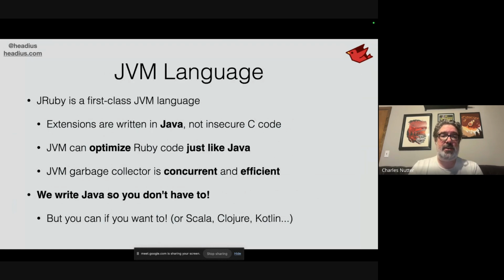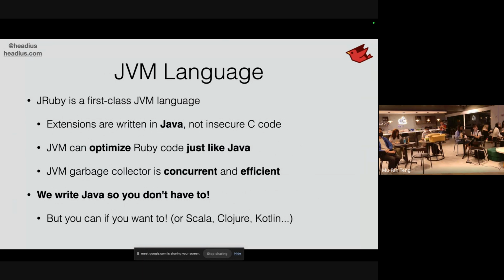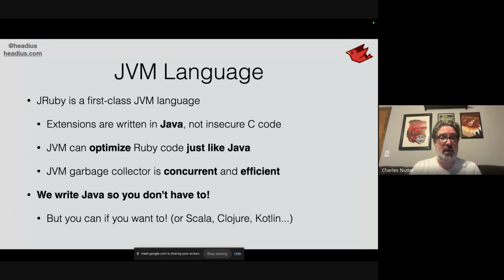So the advantages of the JVM. We are a first-class JVM language. Extensions for JRuby are written in Java, not insecure C code, and no build tools required on your production system. The JVM optimizes Ruby code just like it optimizes Java. It all inlines together. It performs extremely well. And we get the same benefits from the JVM's garbage collectors. They are concurrent. They're very efficient. You can have very low pause times or no pause times in the garbage collector.